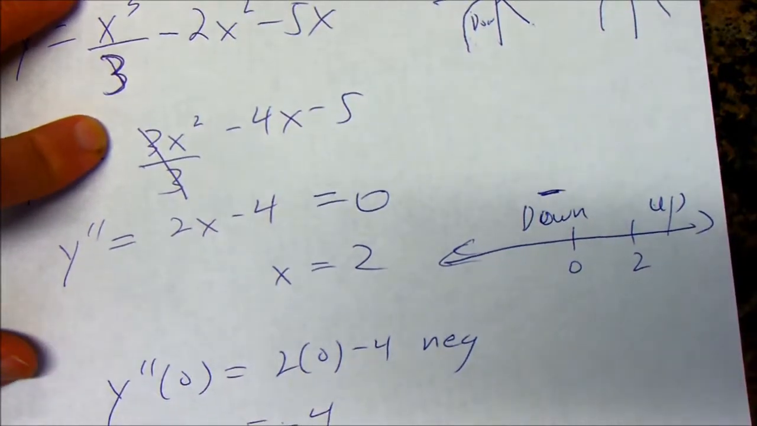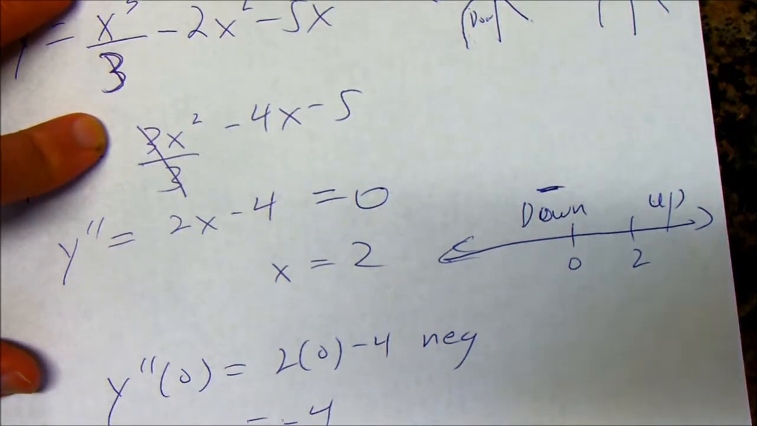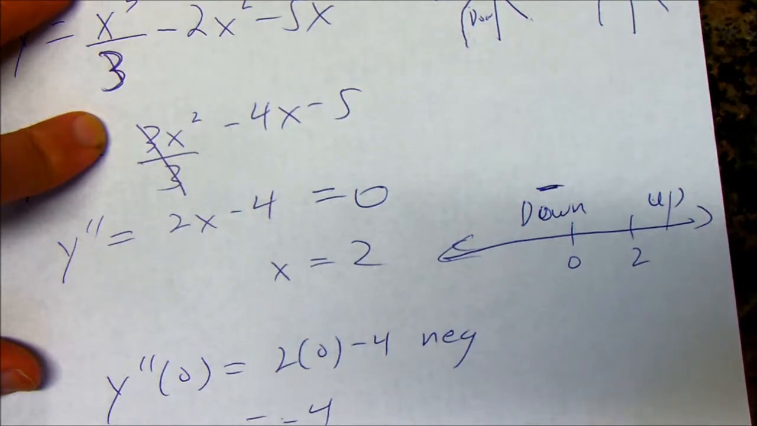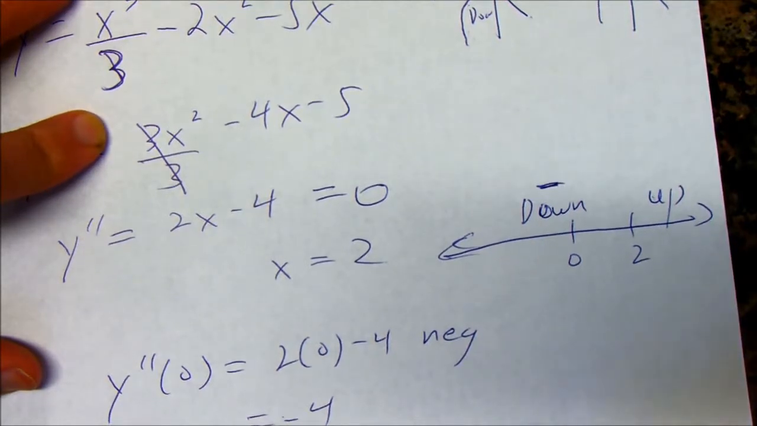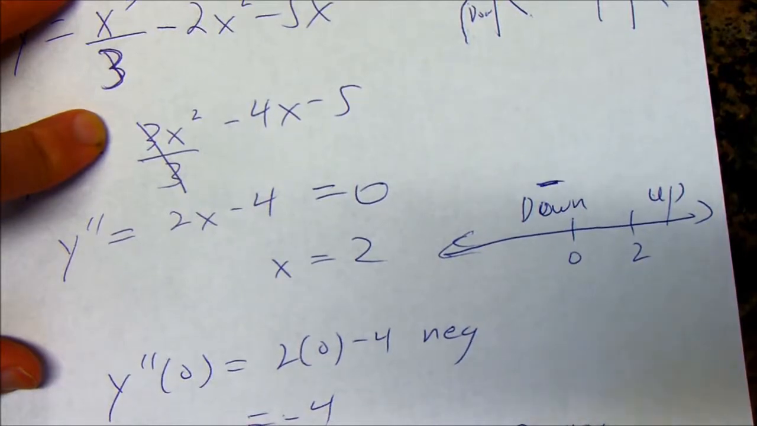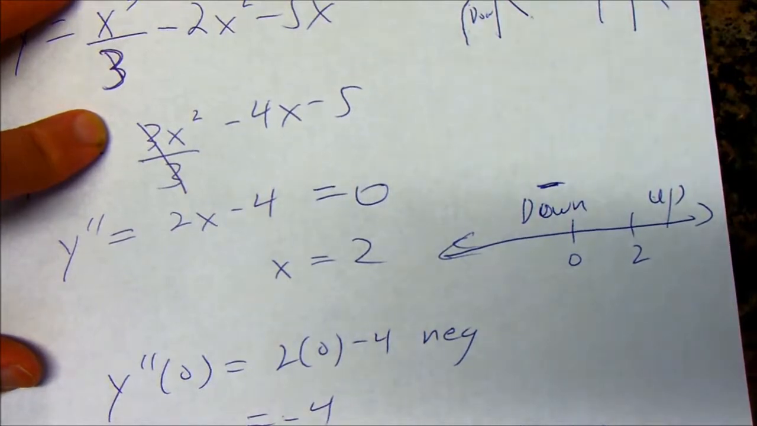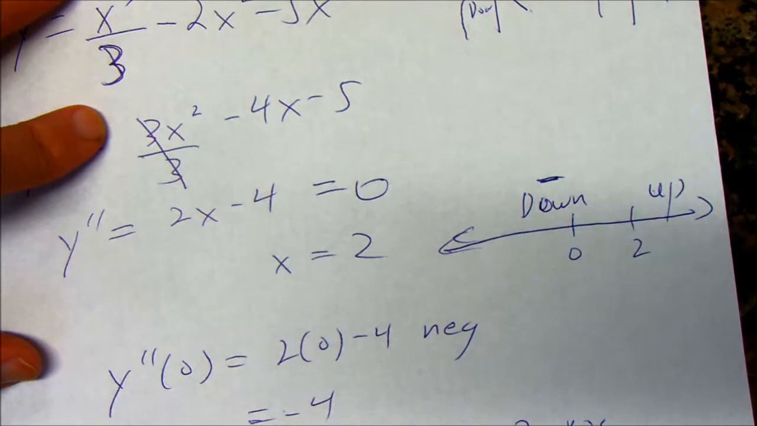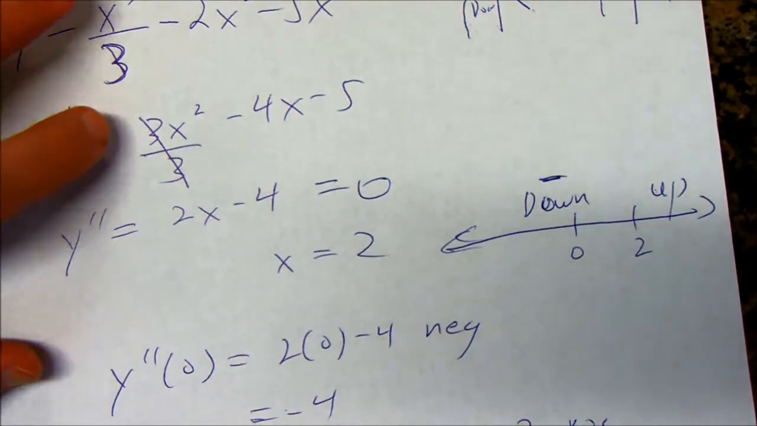So the interval for which it's concave down is from negative infinity up until 2. And then concave up from 2 to infinity. So I select for me concave down negative infinity to 2 and concave up 2 to infinity. It's B for me. Okay? Alright, let's try number 3.